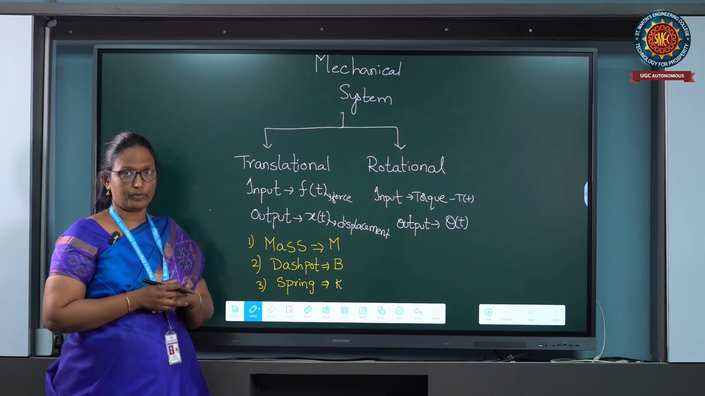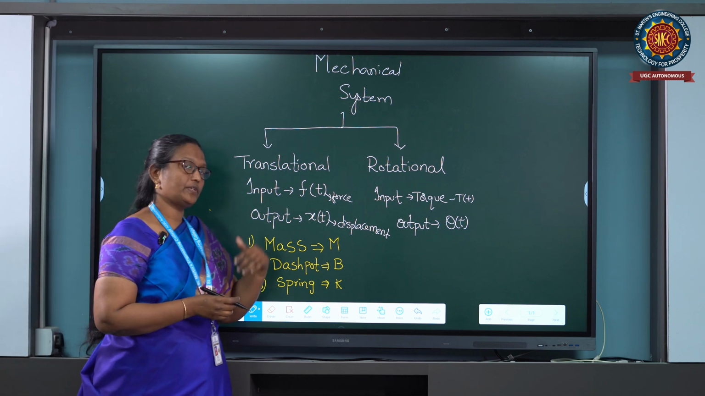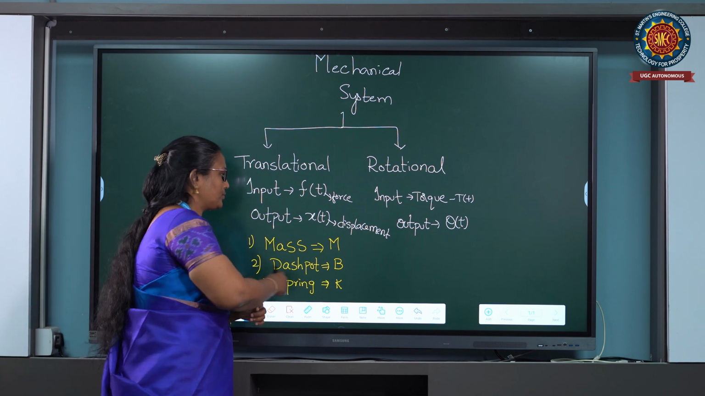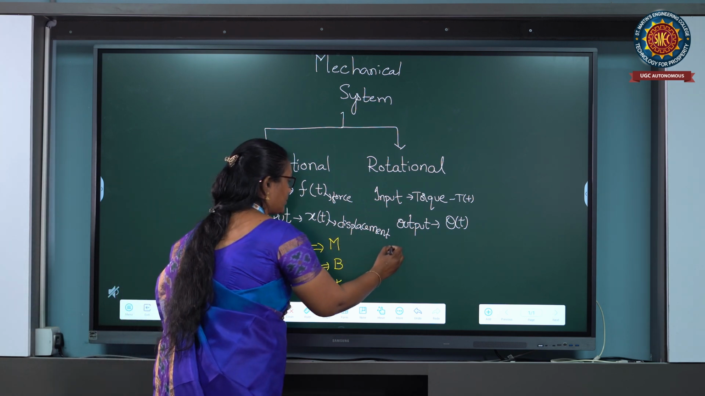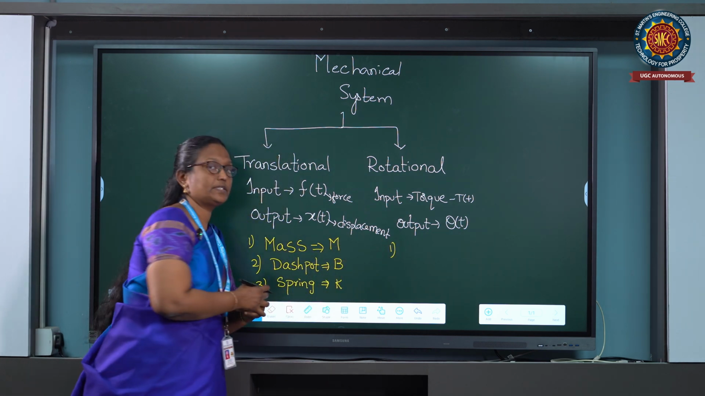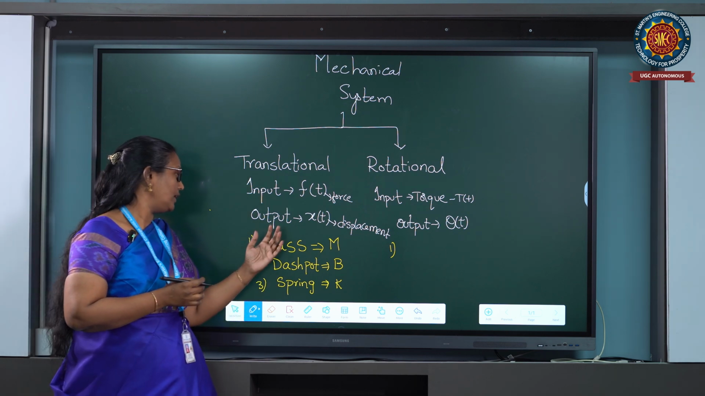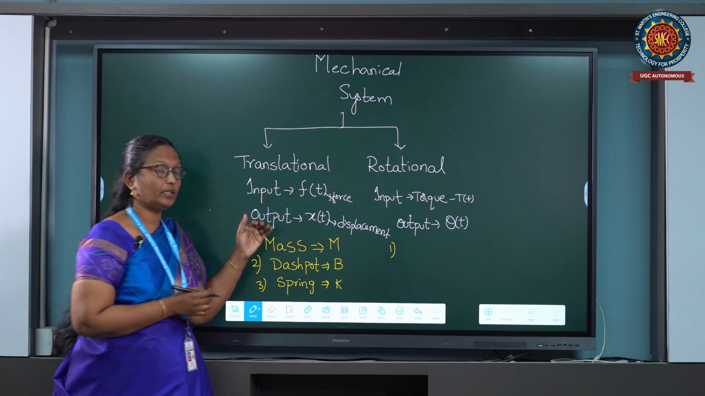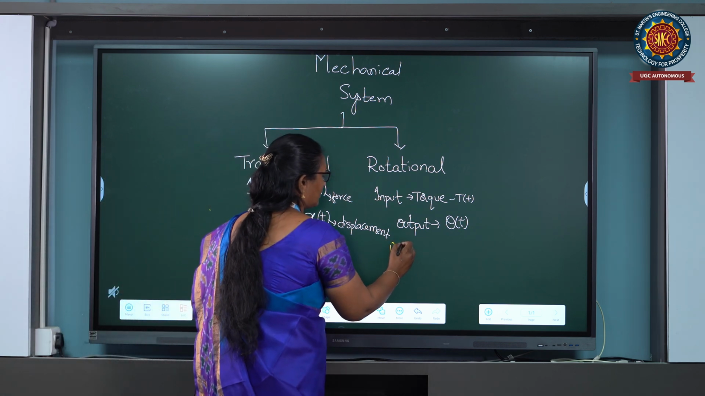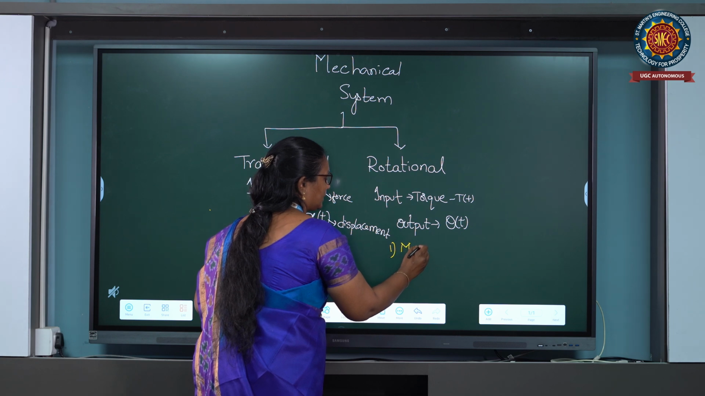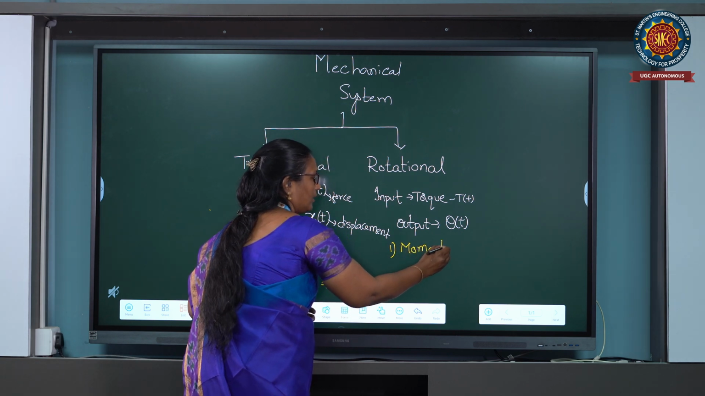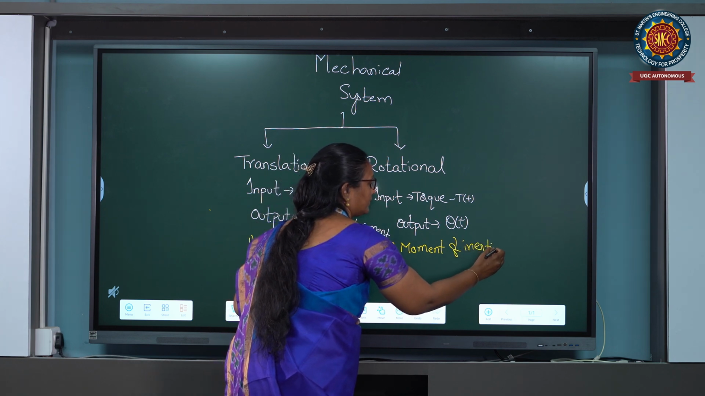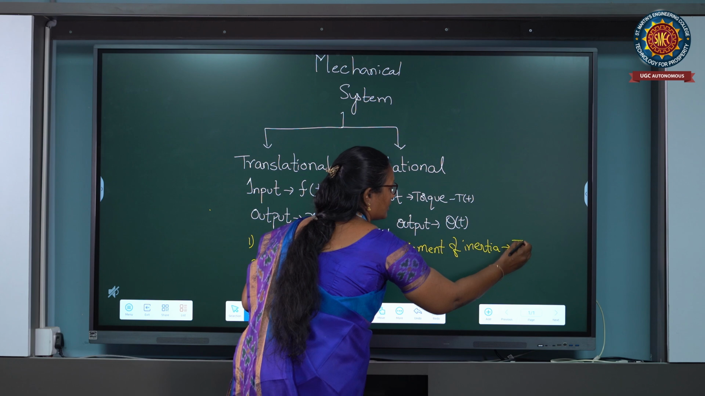Similarly, let's first see what elements we have in the rotational system, and then we'll move to each one individually. In the rotational system also we have almost the same three components, but instead of the mass element, we face another element called moment of inertia, which we represent with capital J, the constant.